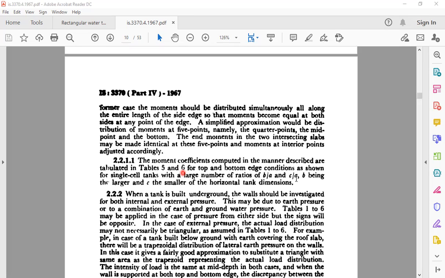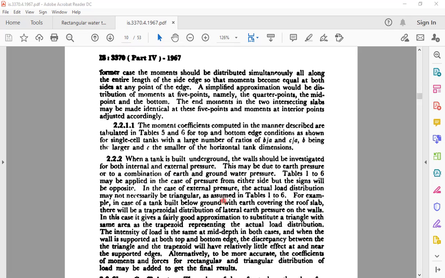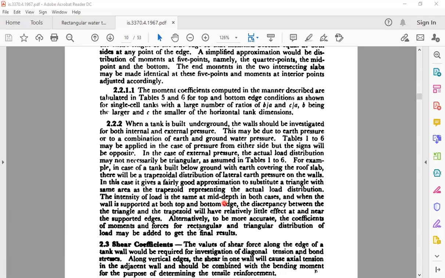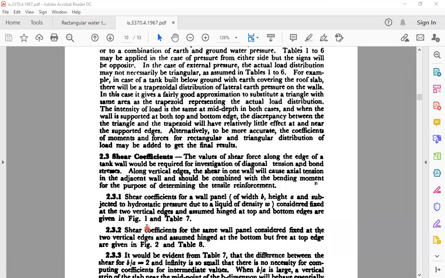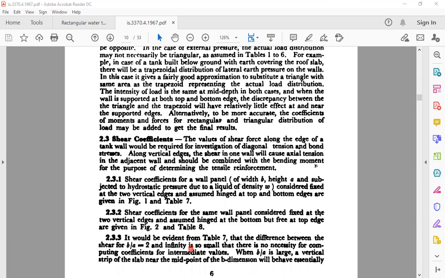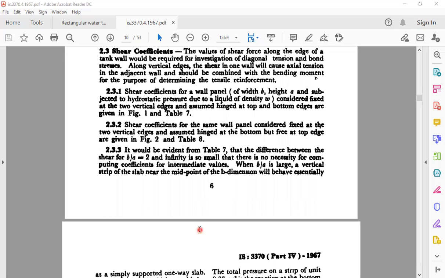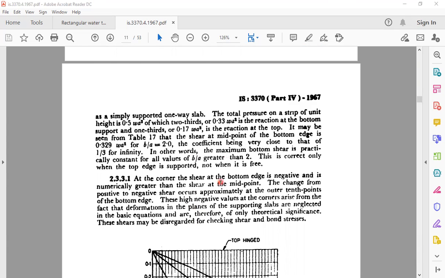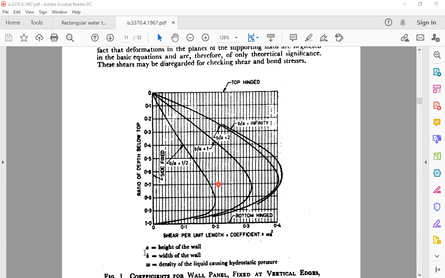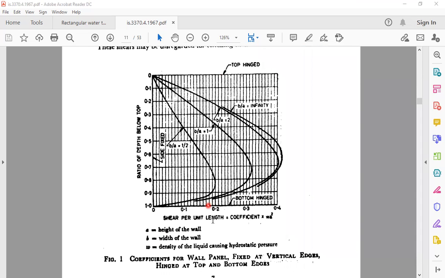So we have tables 1 to 6 for this, and later on tables are given for the shear coefficients. We have figure 1 and figure 2 also for the shear coefficients. Along with this, we have table 7 and table 8 for the shear coefficients to obtain the shear values. After table 8, we have a set of tables again where we can obtain the coefficients for the circular tanks. So we'll see them later.